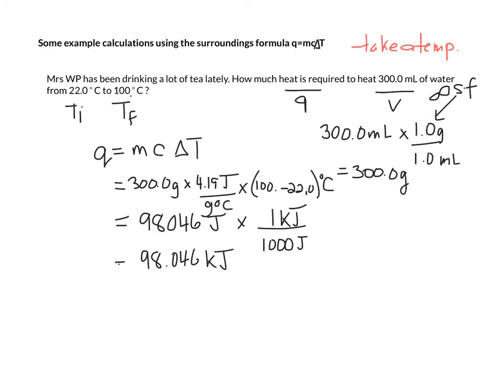To round off to the proper significant digits, look at your initial data. 22.0 is 3 sig figs, 100. is 3 sig figs, 300 milliliters has 4 sig figs. So our final answer is limited to 3, because that's the smallest number there. So 98.0 kilojoules of energy is required to heat 300 milliliters of water from 22 degrees Celsius to 100 degrees Celsius.